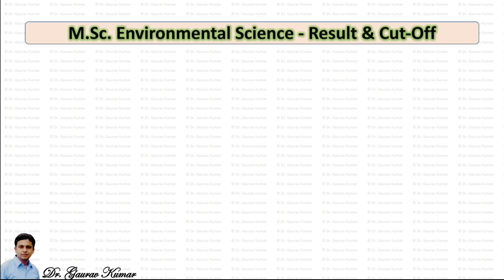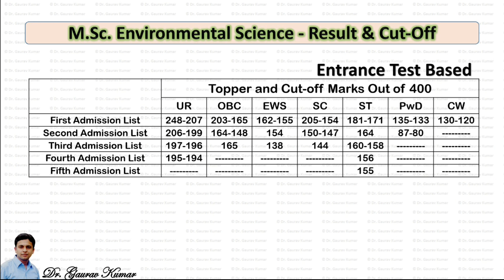If we see the result and cutoff of the entrance test for the MSc Environmental Science, there were 5 admission lists, and this happened because for the ST category, the marks cutoff was extended till the 5th admission list. In the unreserved category, the marks ranged from 248 to 194. In the OBC category, it was from 203 to 165. In the EWS category, it was from 162 to 138. In the SC category, it was 205 to 144. And in the ST category, it was 181 to 155.